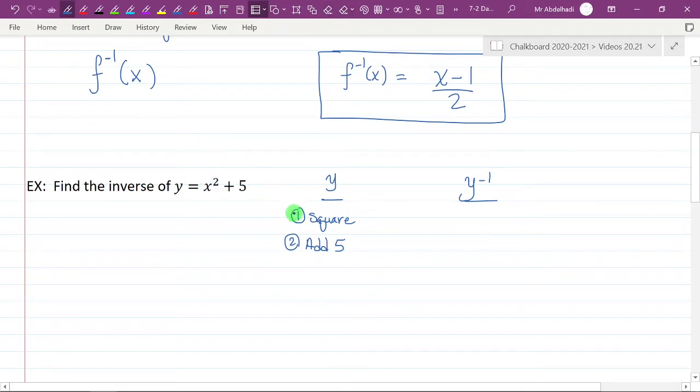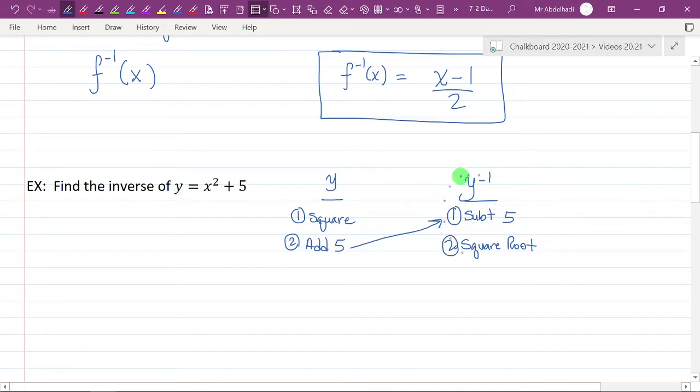Your inverse function will do the opposite of these 2 steps in the opposite order. So it's also going to have 2 steps, but the last step here becomes the first step here. Now, what's the opposite of adding 5? You're subtracting 5. And what's the opposite of squaring your x? Square rooting. Square root.